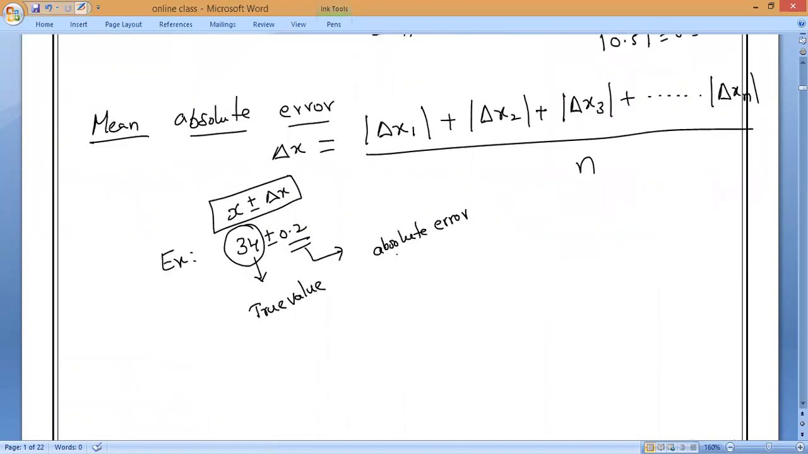I will write finally. For example, the quantity is 34 plus or minus 0.2. This 34 is the true value. And the absolute error we obtain may be plus or minus 0.2. That error we represent with delta x. The mean absolute error is delta x, and x indicates the true value. Understand?